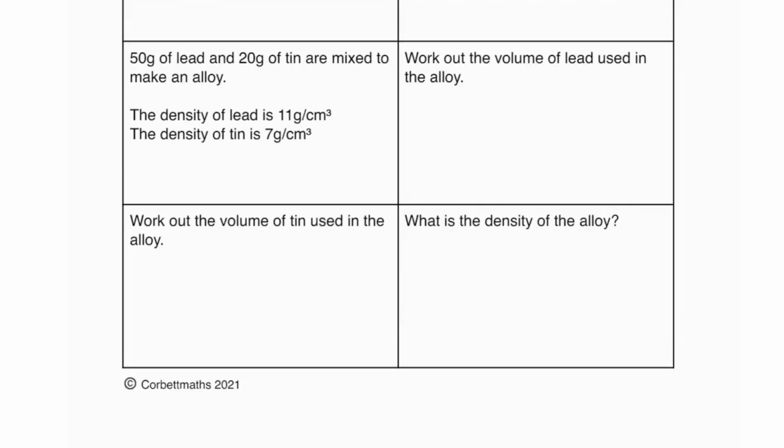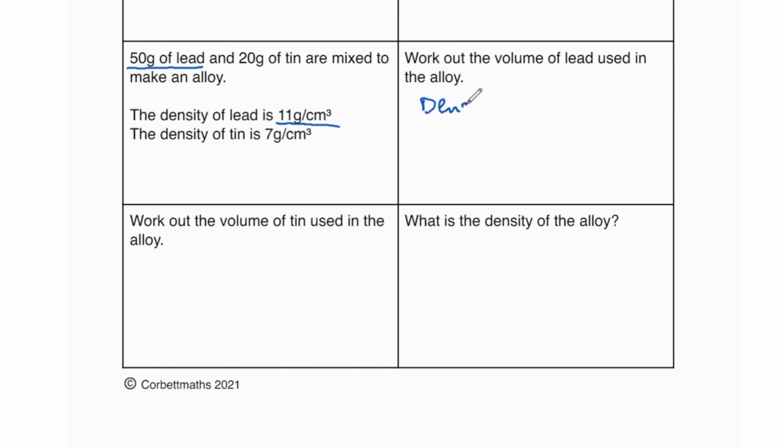Then it says 50 grams of lead and 20 grams of tin are mixed to make an alloy. The density of lead is 11 grams per centimeter cube, and the density of tin is 7 grams per centimeter cube. Work out the volume of lead used in alloy. So what we're going to do is, density is 11 grams for lead, and the mass for lead is 50 grams.